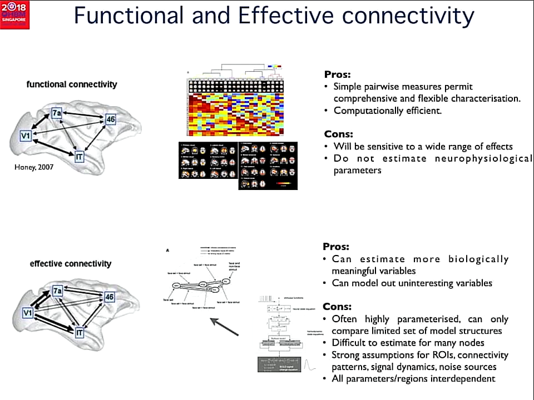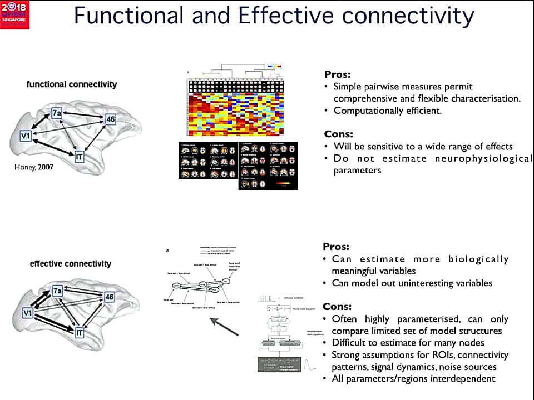You need to be confident that your model is including all the sources of variance affecting the data. And often it's going to be difficult to include the many sources of variance, both neural and non-neural, in such models.